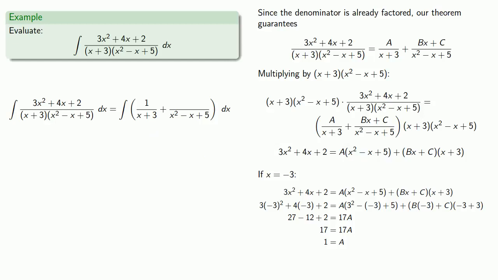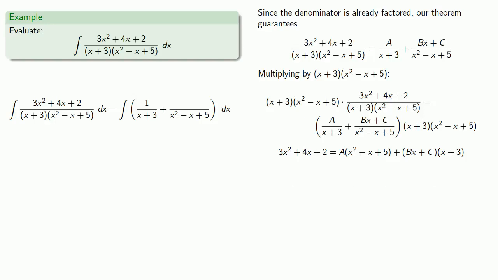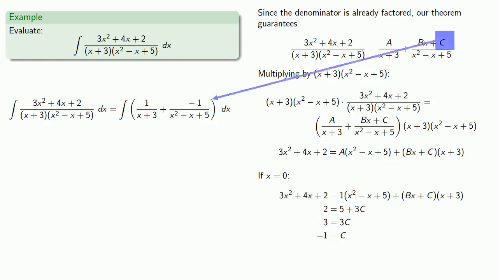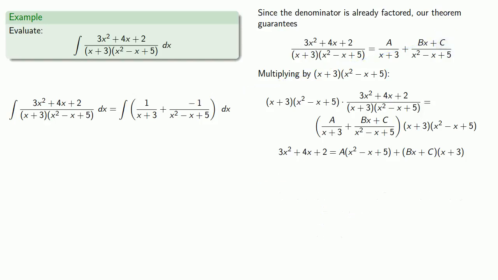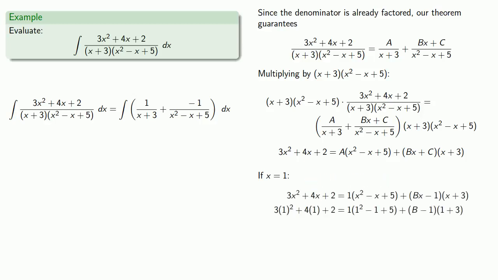Fortunately, making one of our terms disappear isn't required, it's just something that happens to be useful on some occasions. If we can't do that, or if it requires using some irrational value for x, we could always choose any value of x we want to work with. For example, if x equals 0, solving this equation, we find that c is equal to negative 1. And if x equals 1, solving this equation, we find that b is equal to 2.